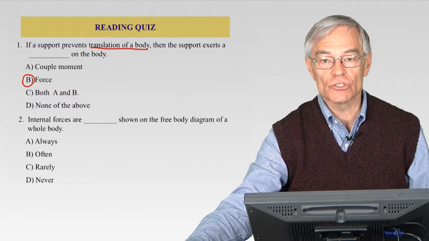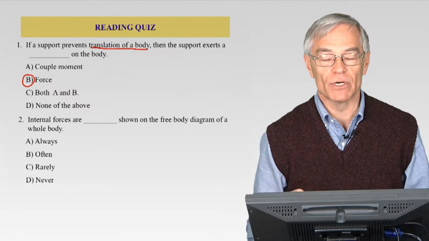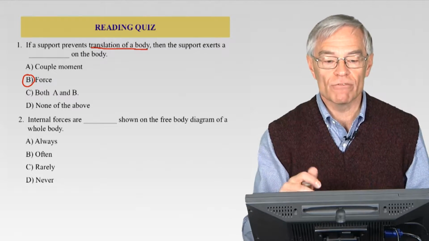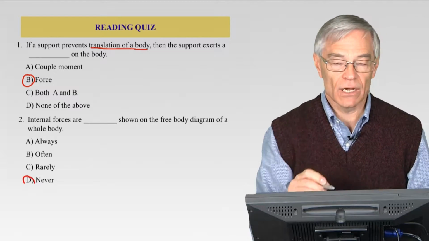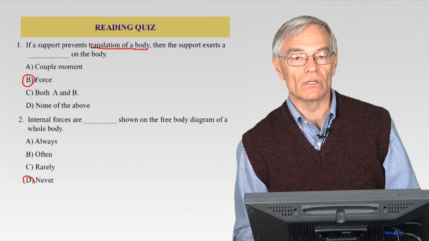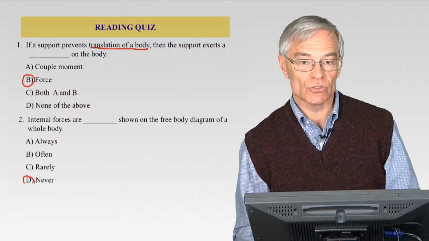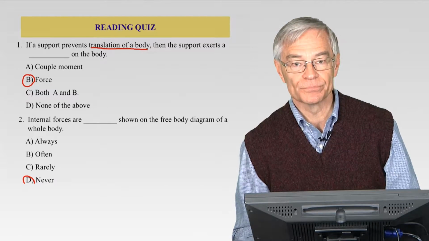So in this case, internal forces, things that are going on in whatever it is we're drawing the free body diagram of, basically are never shown on the free body diagram. Part of the definition of a free body diagram, as you may recall, is that we only show external forces acting on whatever it is we're drawing the free body diagram of.